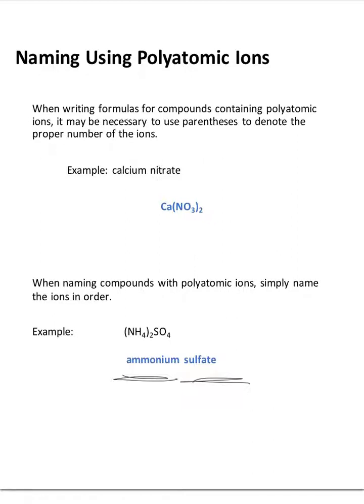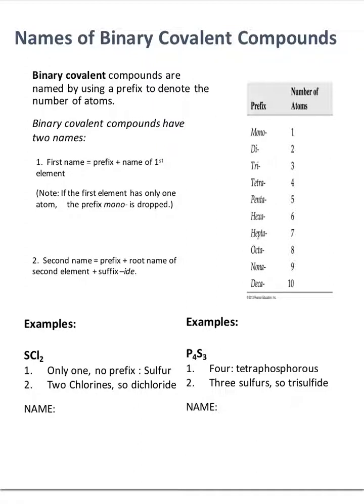Okay, so that in a nutshell is how we name things that involve ionic bonds. So something that is coming in and has a positive charge, something that's coming in and has a negative charge. All right, switching gears, we go into what happens with our covalent compounds and how we name them.